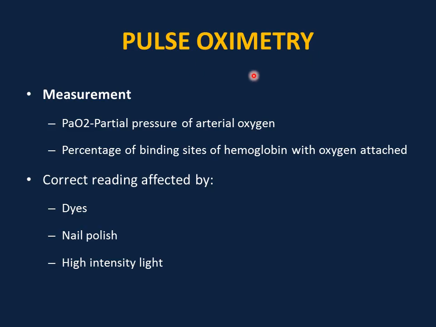Pulse oximetry is very helpful in many respiratory conditions. It measures the oxygen saturation of arterial blood, which is the percentage of binding sites of hemoglobin with the oxygen attached.